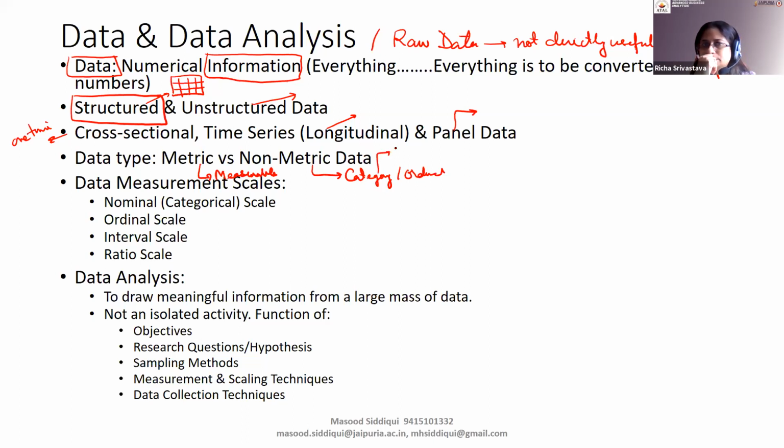Suppose we take information related to gender. One is male, the other is female. We can assign 1 for male, and 2 for female. So here 1 and 2 are numbers. They are numerical information, but they are not measuring something, right? So they are not measurable.